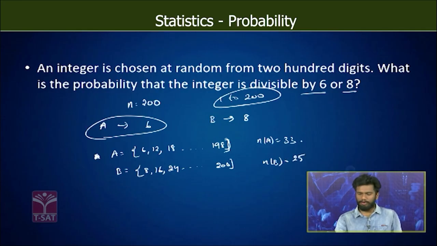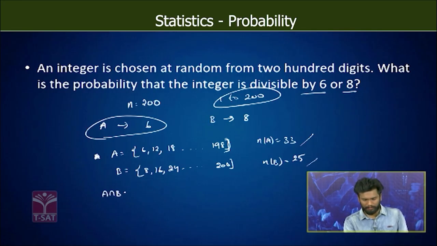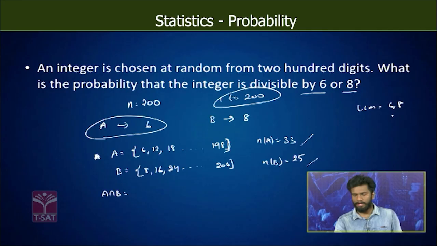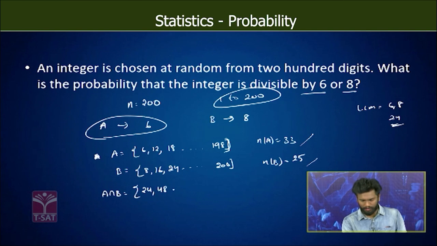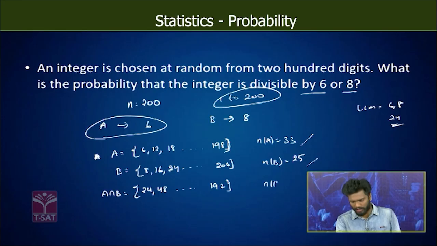So the total number of favorable outcomes for A is 33, and for B it is 25. Now A intersection B means divisible by both 6 and 8. So what is the LCM of 6 and 8? It is 24. So we write the numbers divisible by 24: 24, 48, and so on up to 192. So n of A intersection B will become 8.